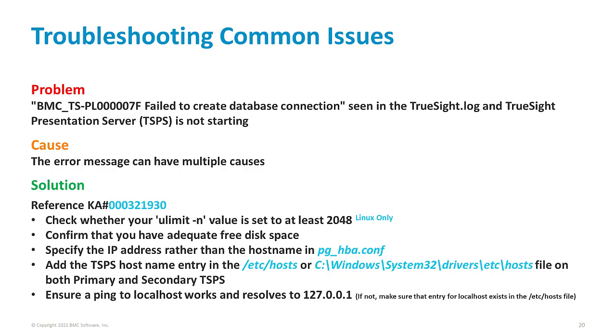If the TSPS is hosted on Linux, make sure that you have the open file descriptor limit set to 2048 or higher. Confirm you have adequate free disk space on the machine. To avoid any DNS related issues, specify the IP address instead of the hostname of the TSPS in the pg_hba.conf file located at the TrueSight home data pgsql directory.